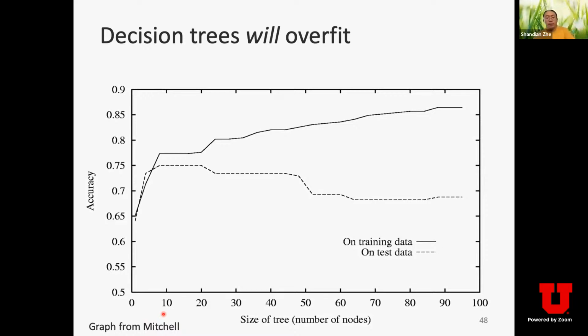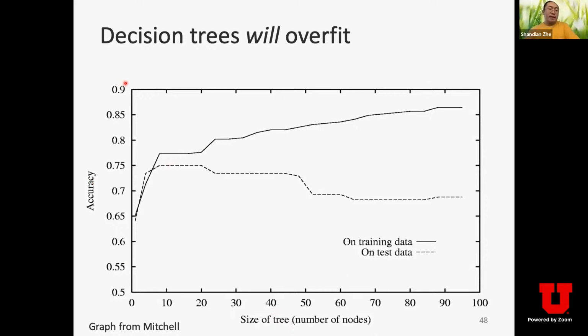The x-axis is the size of tree. So basically it calculates the size of tree in terms of number of nodes, right? So you can imagine the larger the number of nodes, the more complex the tree is. But at the same time, the larger the tree, the better it can fit the training data. So you can imagine larger trees will give you a larger training accuracy, right?